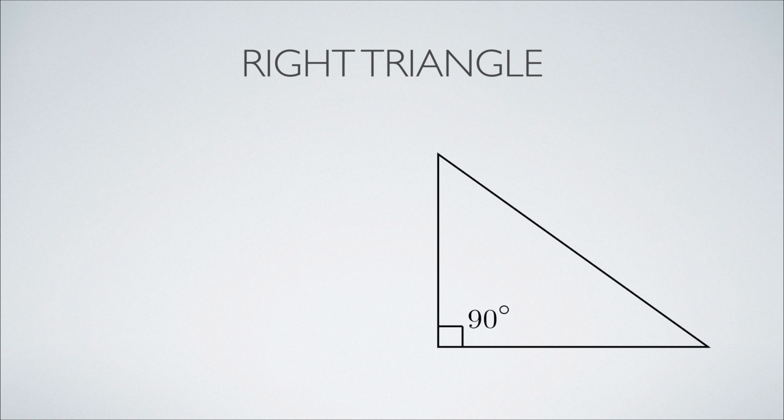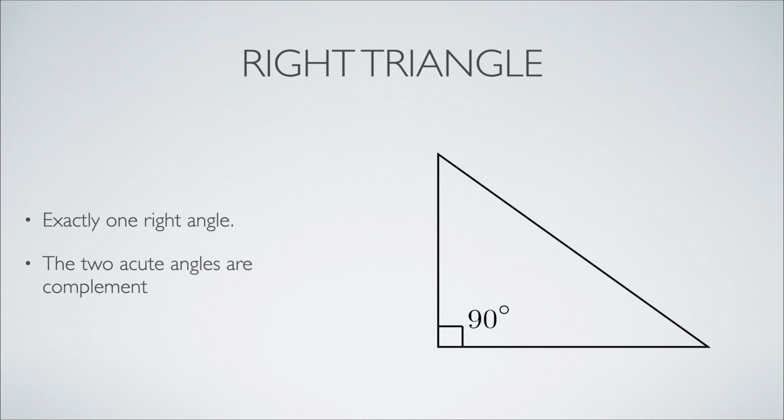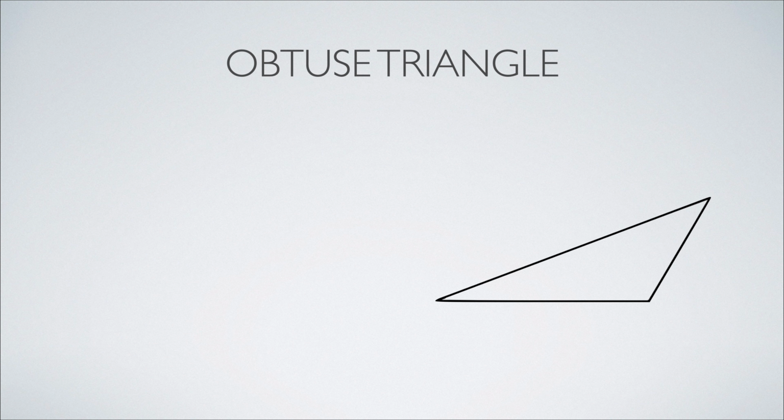Now, if one of the angles does not measure less than, and in fact measures exactly 90 degrees, we have what's called a right triangle, where there is exactly one right angle. Now, the 2 other angles in a right triangle are going to end up being complementary, or add up to 90, which makes sense because 180 minus 90 leaves only 90 degrees left for the other 2 angles.